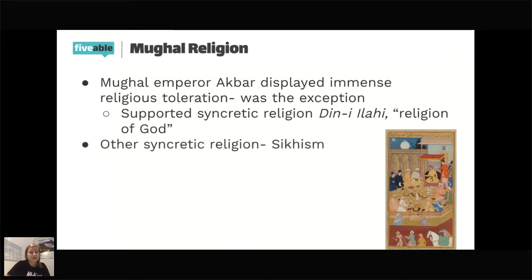We also see, from 1450 to 1750, other syncretic religions like Sikhism coming in, which is also a blend of Hinduism and Islam.